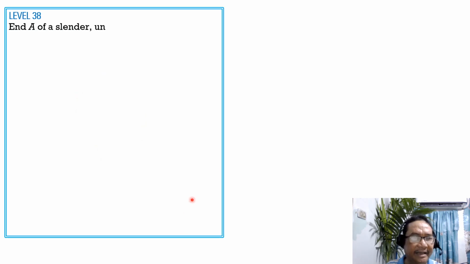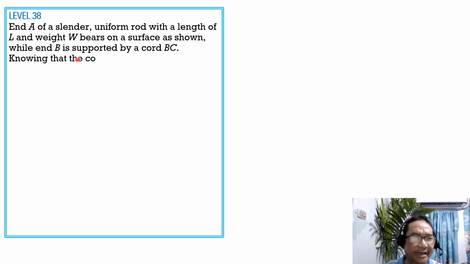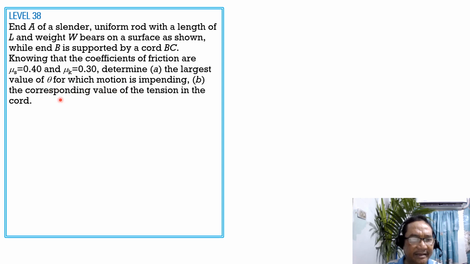Level 38. End A of a slender uniform rod with a length of L and weight W bears on a surface as shown, while end B is supported by a cord BC. Knowing that the coefficients of friction are mu sub S 0.4 and mu sub K 0.3, determine (a) the largest value of theta for which motion is impending, and (b) the corresponding value of the tension in the cord.